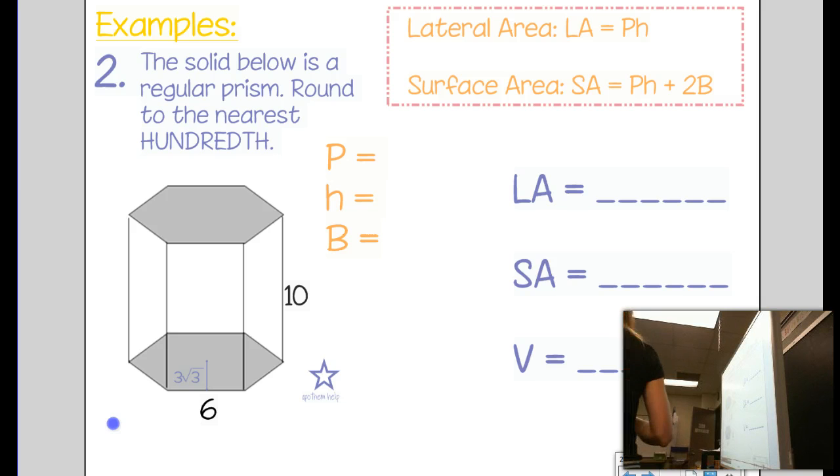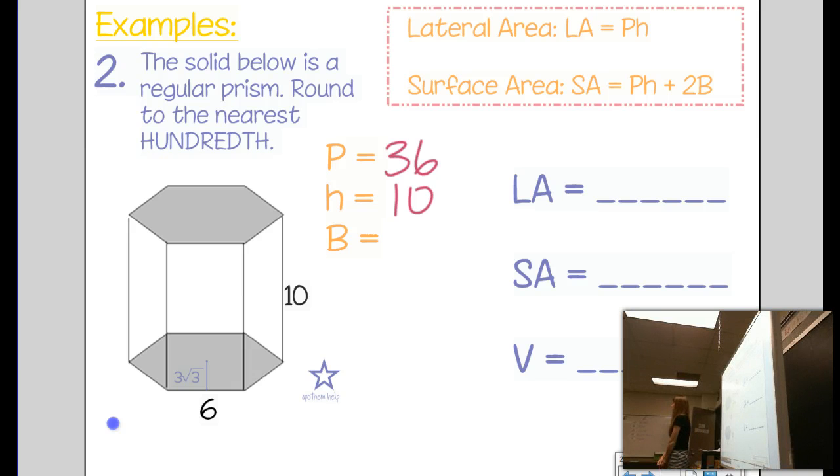Very good. 36. 6 times 6. There's 6 sides and there's 6 each. So capital P is 36. You add up all the sides. That's how you find the perimeter. All right, the height. Catherine, what's the height? 10. And now I'm going to give you a minute to find the area of the base.